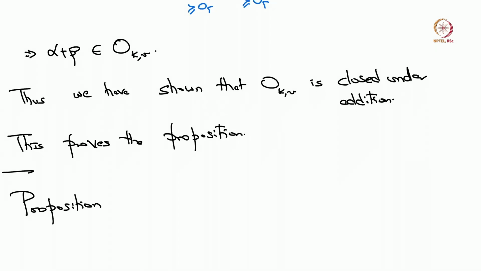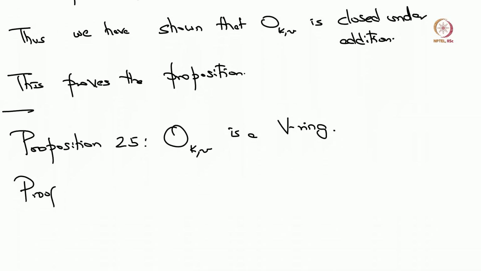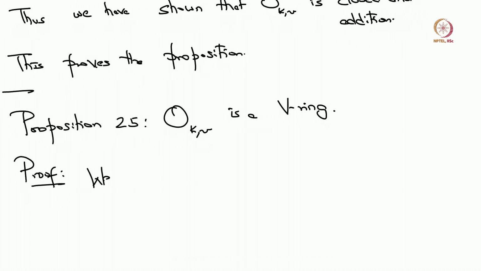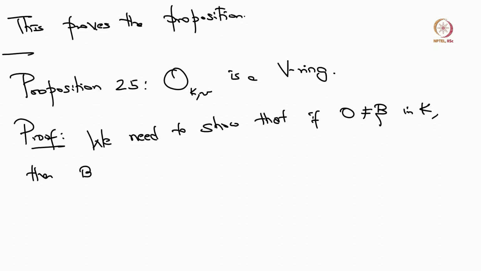So the next proposition is OKV in fact turns out to be a V ring from the previous lecture. And again, what does it mean and what do we need to show? So we need to show that if you have an element beta that's not 0 in K, then either that element beta belongs to OKV or its inverse belongs to OKV. This will automatically show that the fraction field of OKV is in fact K.